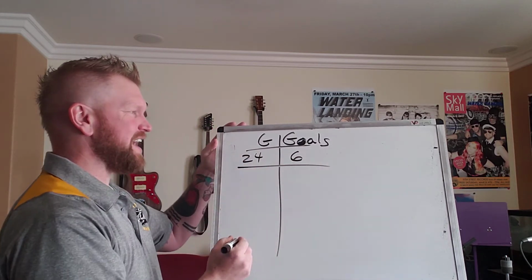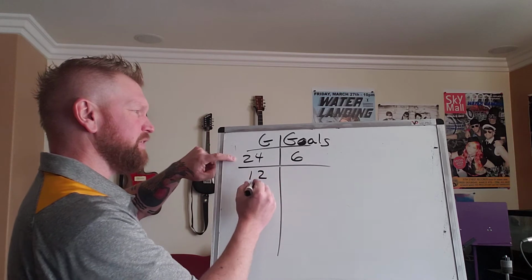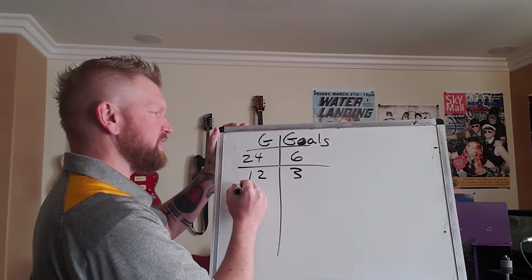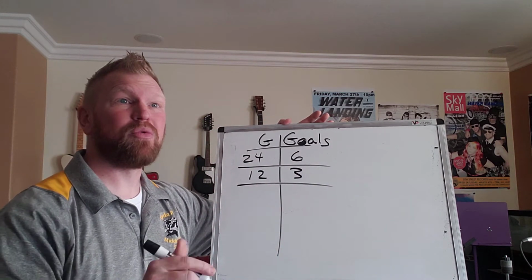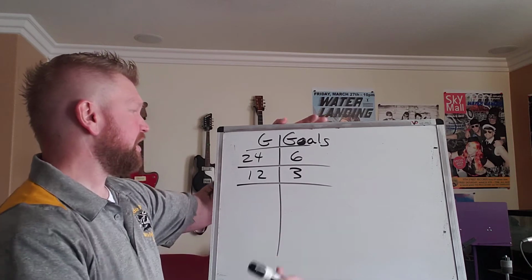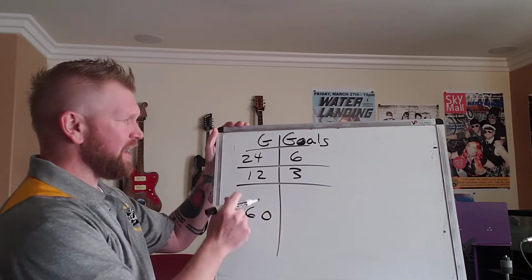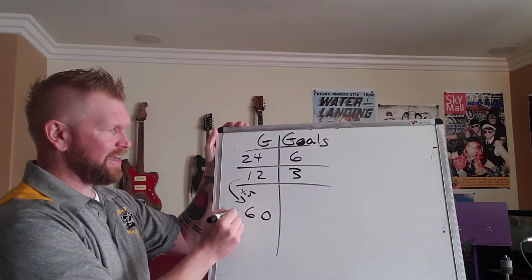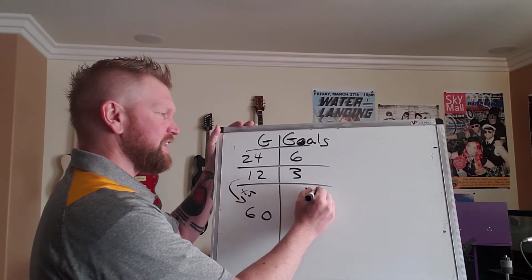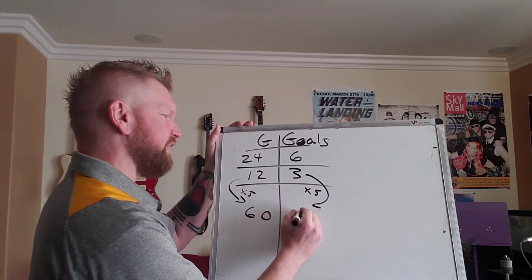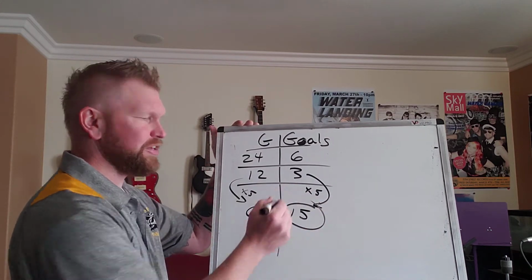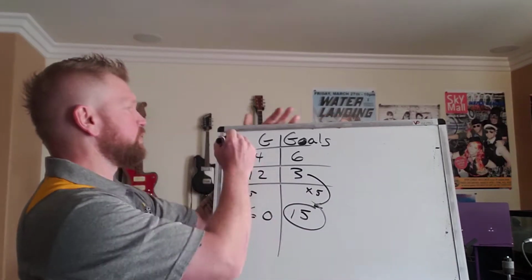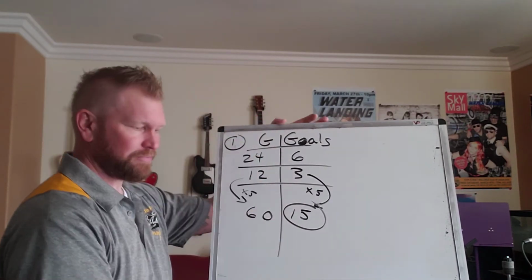I'm going to scale this down. I'll divide this by 2 to make it 12. I'll divide this by 2 to make it 3. So we cut the games and goals in half. We want to get up to 60 games. Turns out I could keep counting by 12s if I want, but I know that 12 times 5 is 60 games. So that means I need to do 3 times 5 to find out that that is 15 goals. The answer is 15 goals for question number 1.